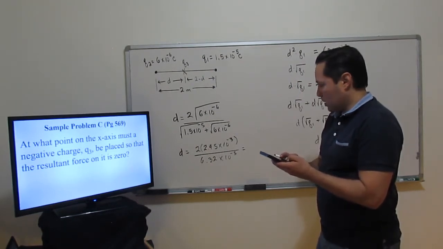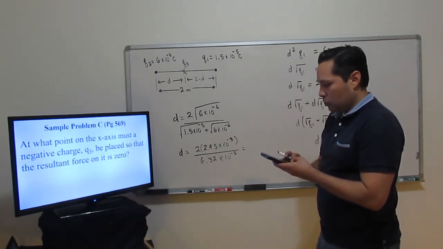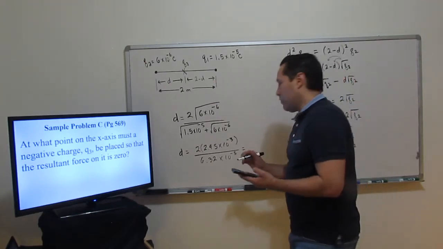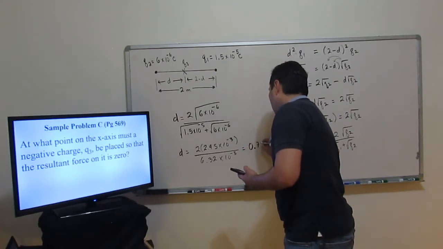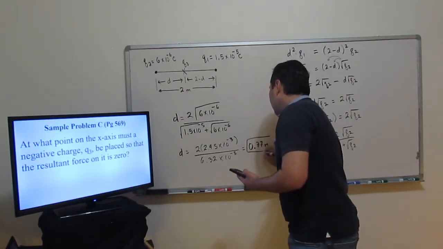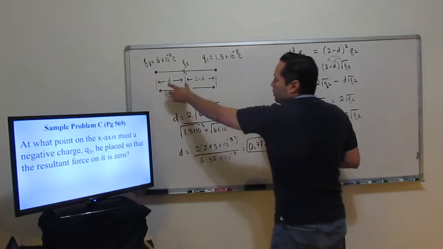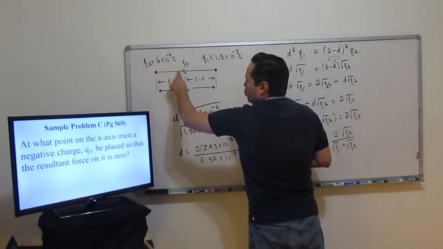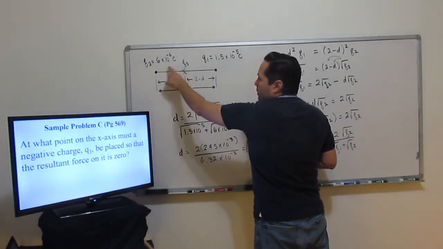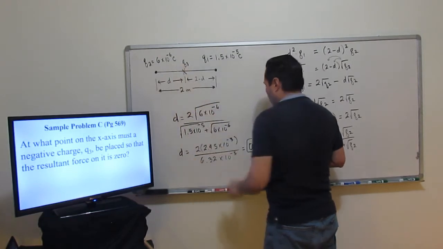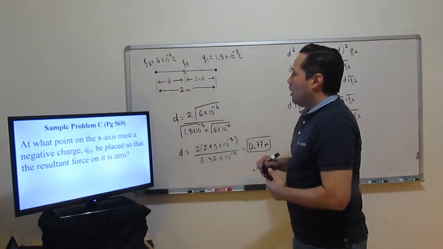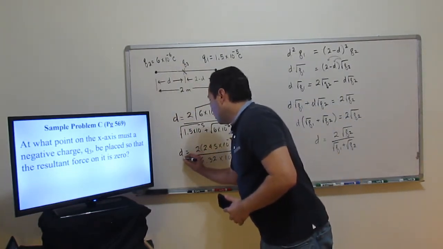2.45 times 10 to the negative 3 times 2 divided by my answer gives me 0.77 meters. That is the value of D. So the distance between Q2 and Q3 should be 0.77. Alright, so that's between 2 and 3.